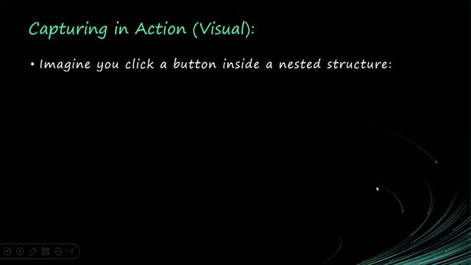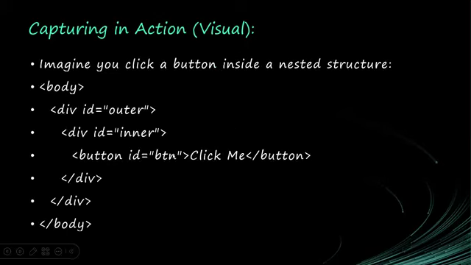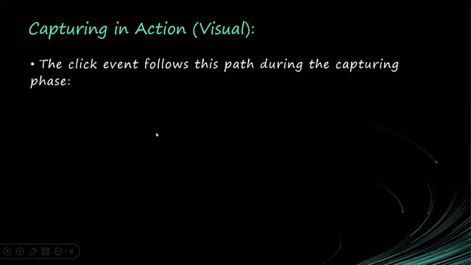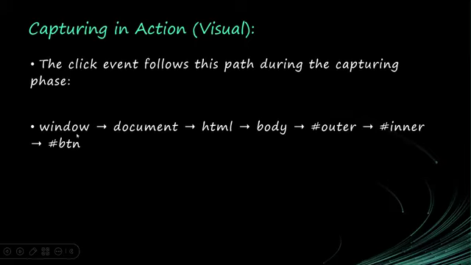Imagine you click a button inside a nested structure, something like this. You can see this button is inside of this div, and this div is inside of another div, and this other div is inside of the body. When you click on that button, the event follows this path during the capturing phase. It starts from the window object, down to the document, the HTML, the body, the outer, the inner, before it gets to the button that was clicked. So this is the capturing phase.